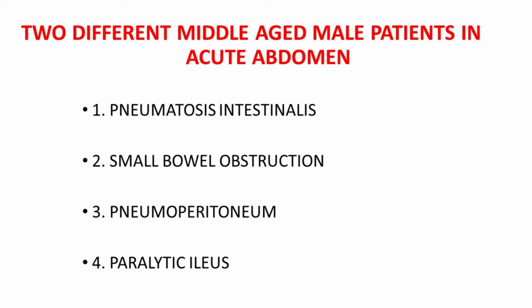Now the choices are: 1. Pneumatosis intestinalis, 2. Small bowel obstruction, 3. Pneumoperitoneum, 4. Paralytic ileus. I am telling you again, after the advent of CT, X-ray abdomen in erect and supine positions have been replaced by most of the private tertiary hospital centers.